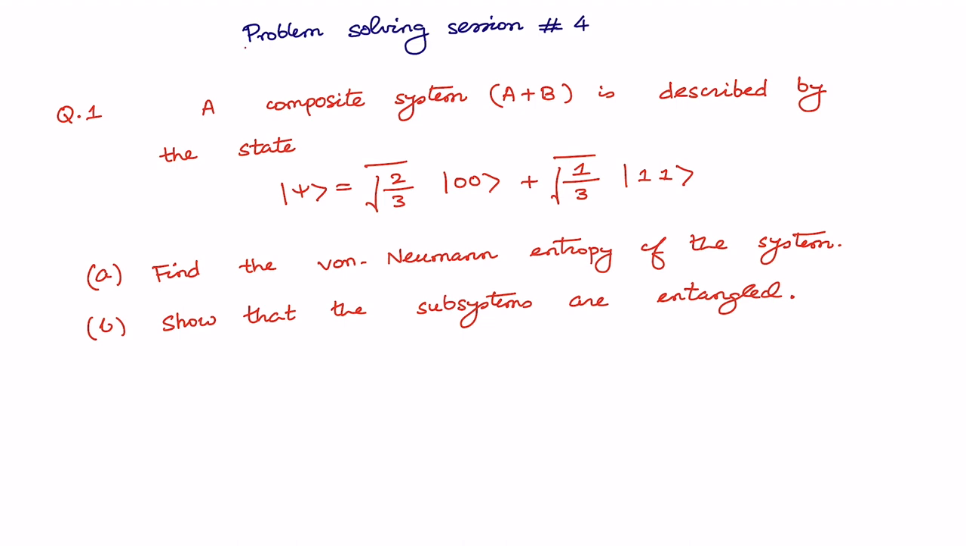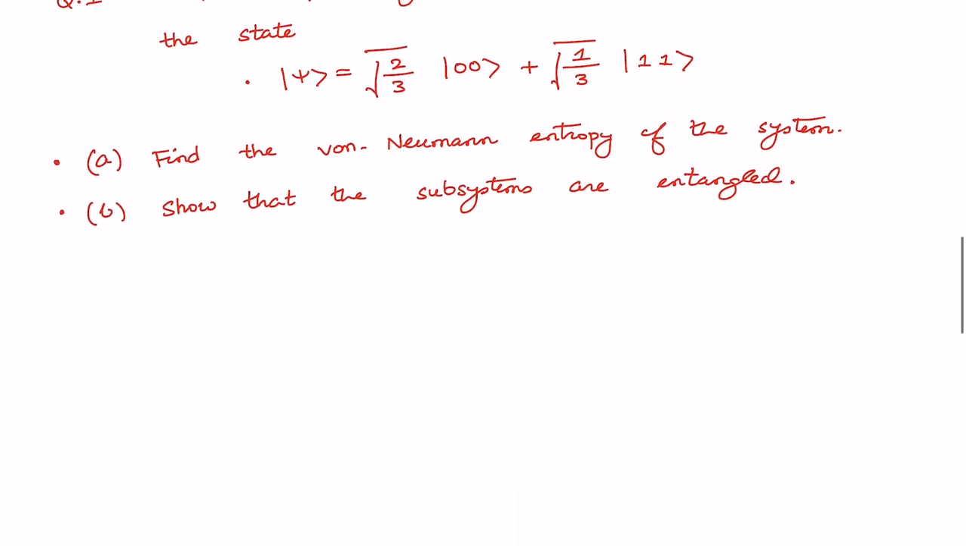In this problem solving session, we are going to solve some problems related to quantum entanglement measure. As a first problem, let us consider a composite system described by the state |ψ⟩, which is written as a superposition of |00⟩ and |11⟩. You are asked to find the von Neumann entropy of the system, and you are asked to show that the subsystems are entangled. So let us do that.